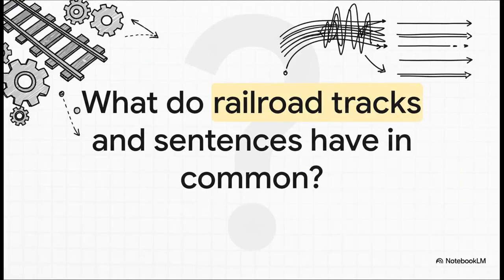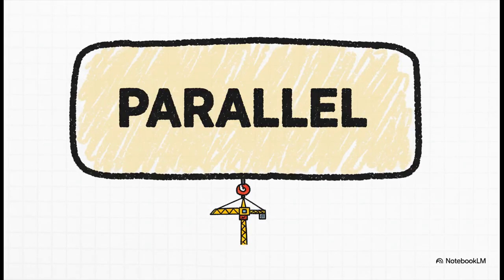So let me start with a little puzzle for you. What on earth do railroad tracks and sentences have in common? I mean, one's a big physical thing, right? And the other is, well, it's just a concept from grammar. So what's the connection? Well, the answer is just one single word: parallel.